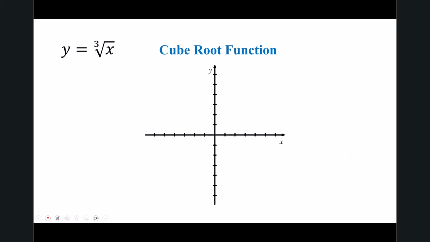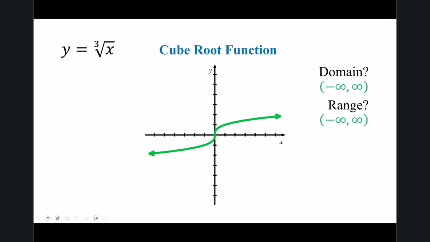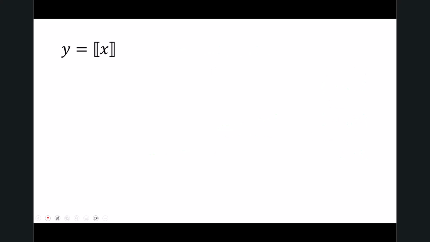The next one is the cube root function, y equals the cube root of x, which looks like this. Our domain of this function is all real numbers, and our range is also all real numbers. And again, our only intercept is (0, 0).